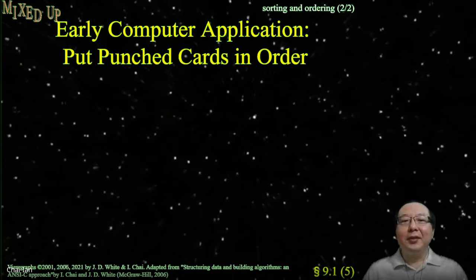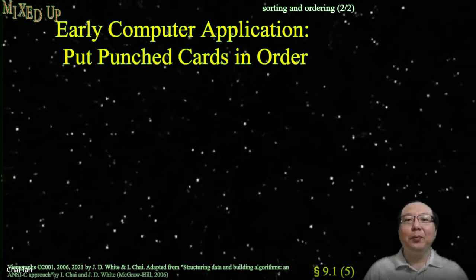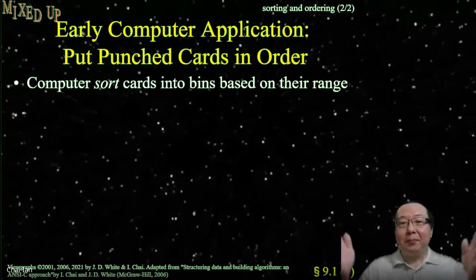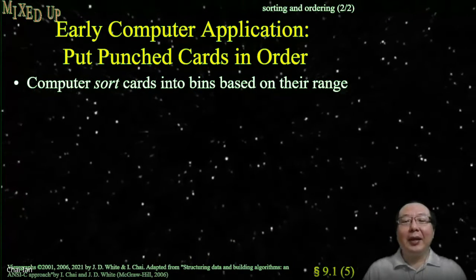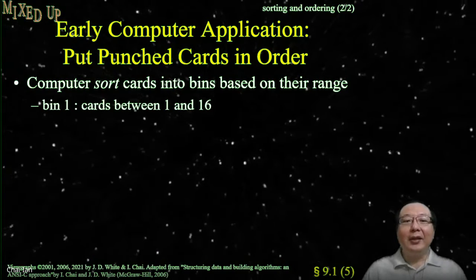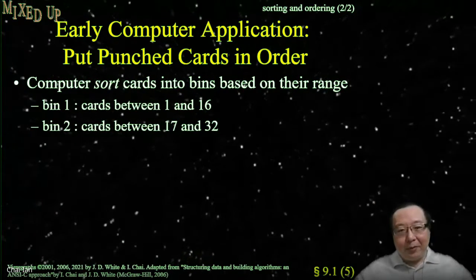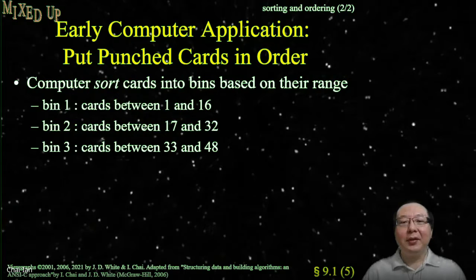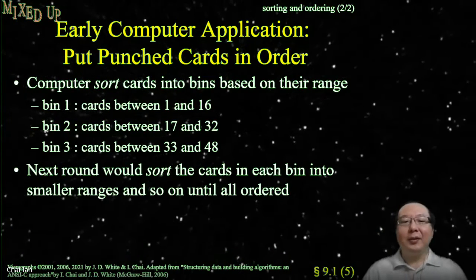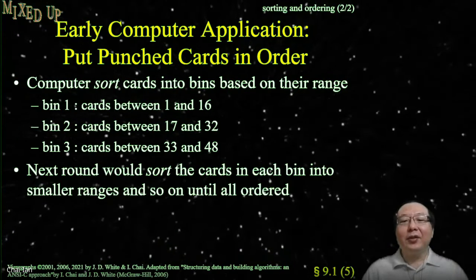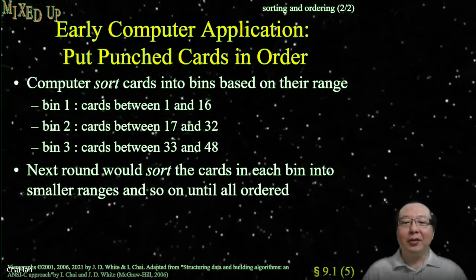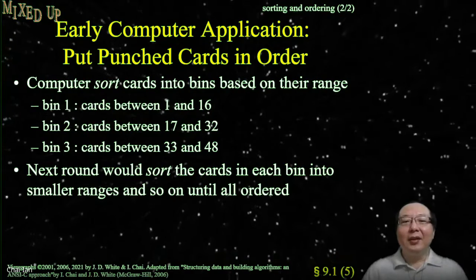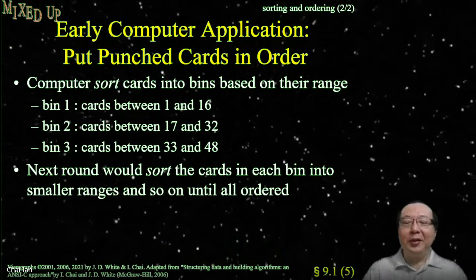For computer algorithms, we use the word sorting to mean ordering because there was an early computer application which put punch cards in order. You remember that computer programs and data used to be stored on punch cards. The computer sorts cards into bins based on their range. The sorting machine has a certain number of bins, and they may put 1 through 16 in bin 1, 17 through 32 in bin 2, and 33 to 48 in bin 3. Then in the next round, they sort the cards in each bin into smaller ranges, and so on until all of them are in the right order. This is why in computer science, we ended up using the word sorting to mean ordering.